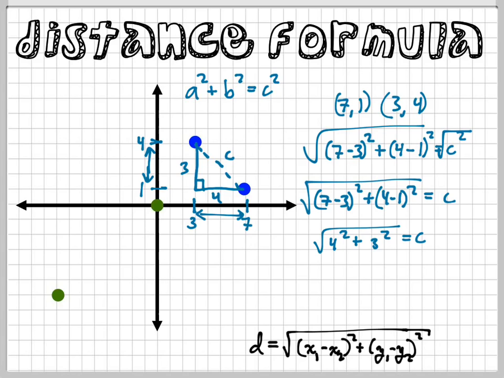That equals c. So that's 16 plus 9. Oh, it works out all nice and pretty. We have the square root of 25, and then so we get c equals 5. And so the distance between this point and this point is 5.